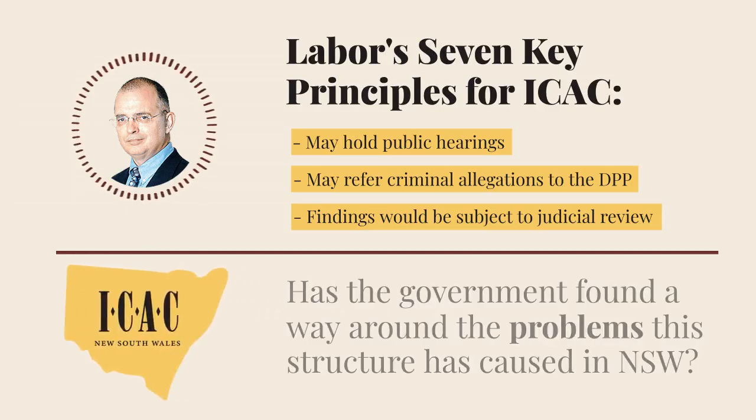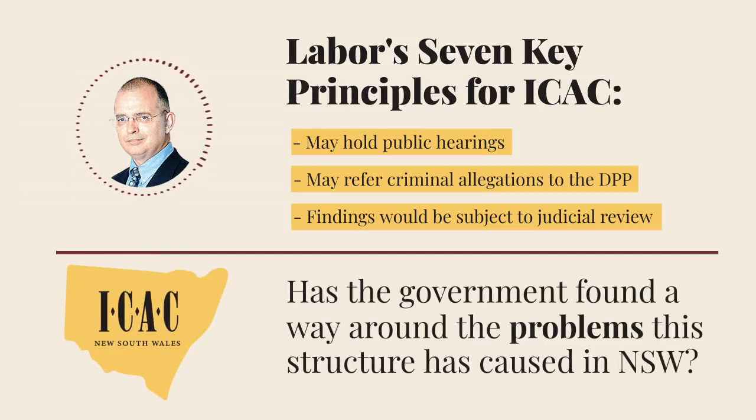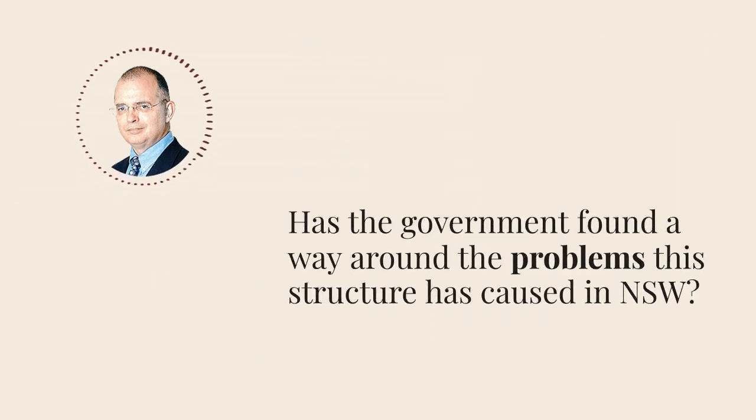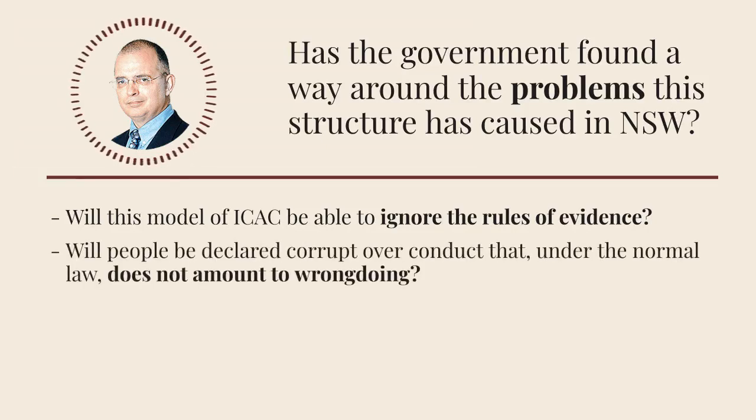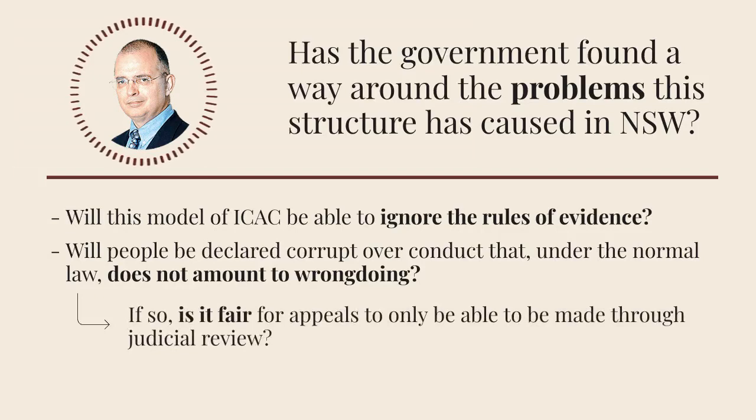But what we don't know is whether the government has found a way around the problems that this structure has caused in New South Wales. So here's what to look for. The first issue is whether the new Commission will be empowered, like its New South Wales counterpart, to ignore the rules of evidence. And will people be declared corrupt over conduct that, under the normal law, does not amount to wrongdoing? If that proves to be the case, it is worth considering the fairness of the apparent intention to limit appeals to judicial review, which focuses on the narrow question of whether there has been an error of law.